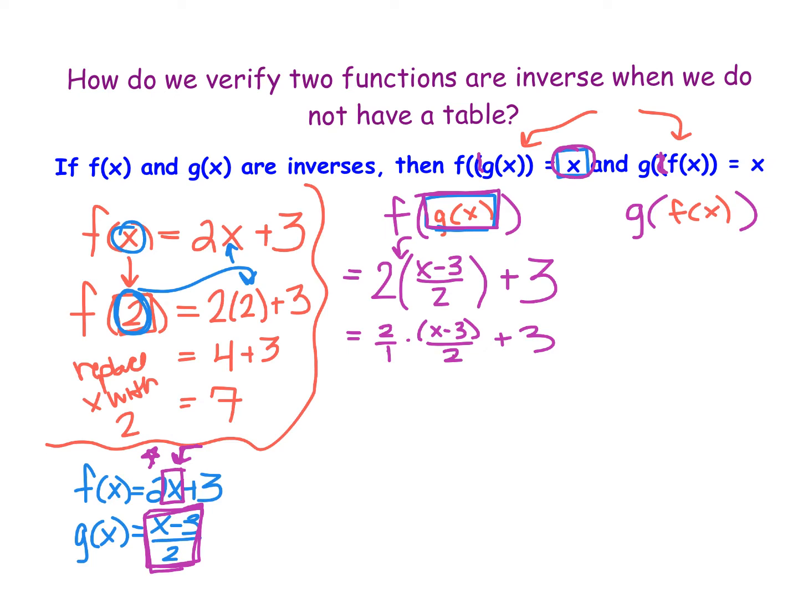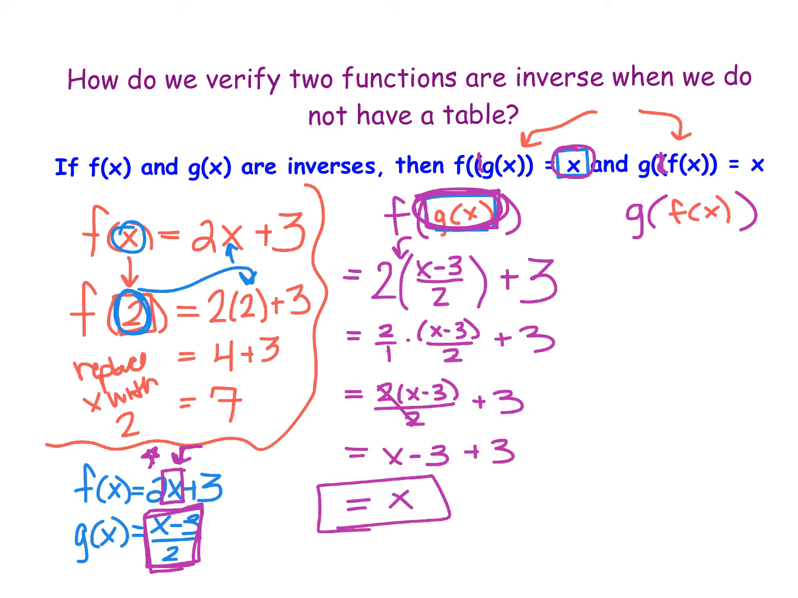Well, what's really cool is if we simplify this and we write 2 times x minus 3 over 2, we can see we have 2 over 2. That simplifies down just to 1. So this becomes x minus 3 plus 3. Well, the negative 3 plus 3 equals 0, so we're just left with x. So notice here that if we replace x in f of x with g of x, when we simplified it down using the properties that we know, we were left with just x.